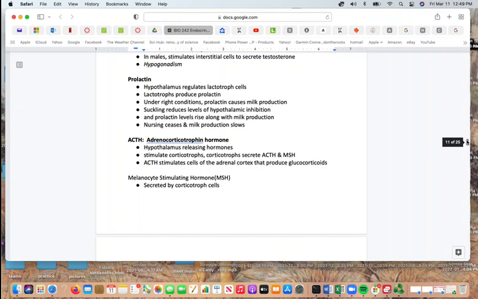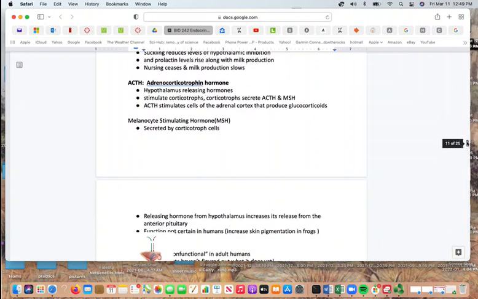Prolactin. Here, the hypothalamus will regulate the lactotroph cells that produce the prolactin. So under the right conditions, the prolactin will cause milk production. So the suckling will reduce the levels of hypothalamic inhibition, and the prolactin levels then increase along with milk production. So when nursing stops, milk production will slow and eventually stop. So when we say under the right conditions, pregnancy does lead to the right conditions for this to happen. It isn't going to happen just randomly.